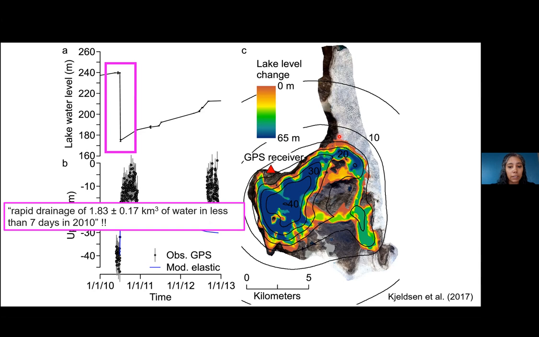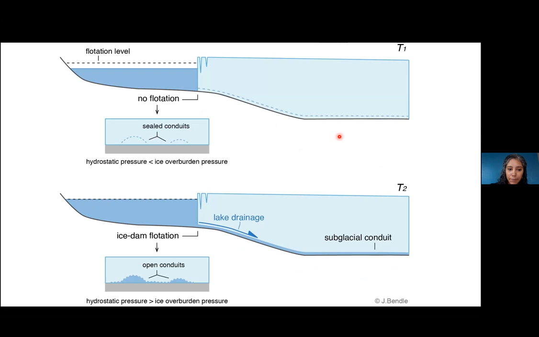You might be asking, how does this happen? Here, I think, is the prevailing hypothesis. This cartoon is showing this ice-marginal lake that's dammed by the glacier on the right-hand side. And we have this mathematical flotation level. When the lake levels are below that flotation level, there's not enough energy in the system to cause the front of that glacier to be buoyant. And so as a result, we have sealed conduits at the bottom of that glacier.